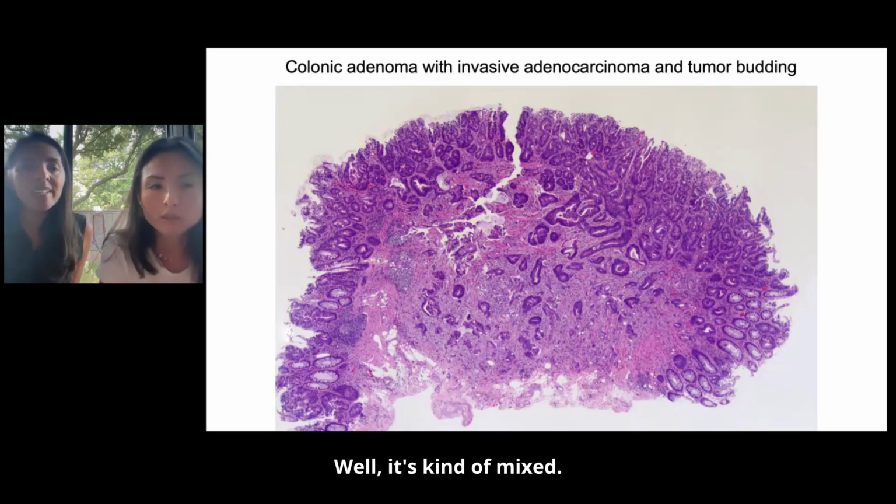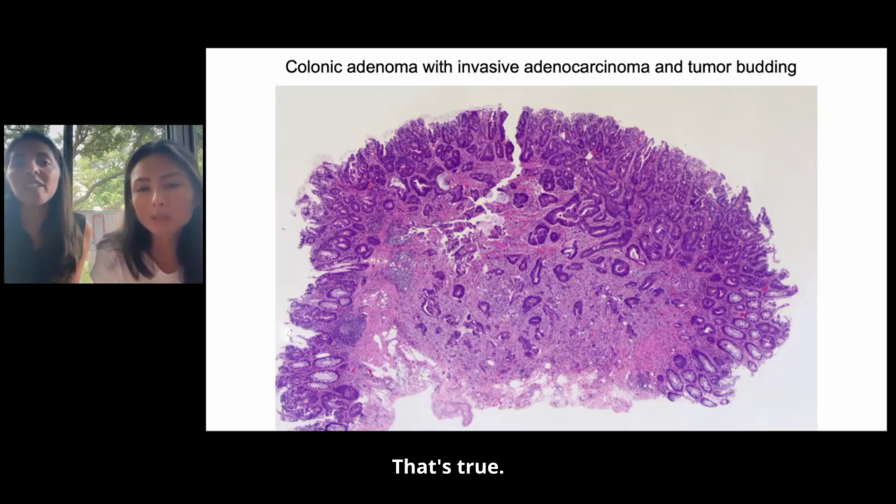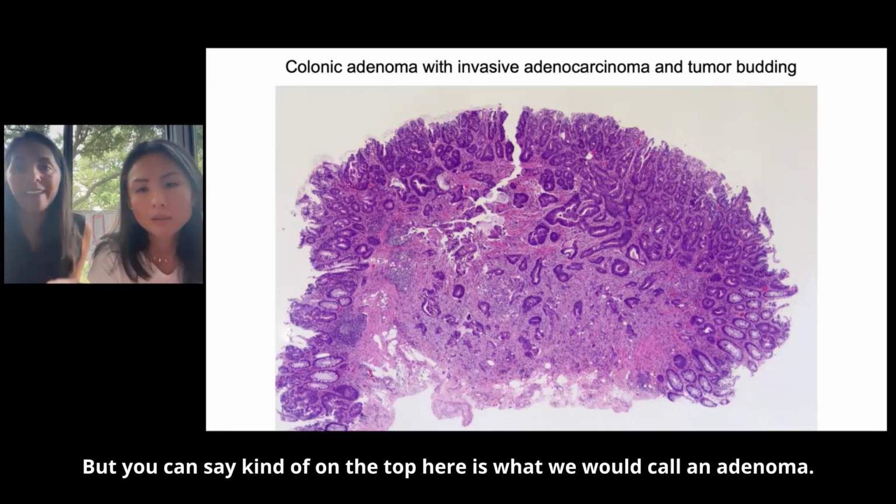Well, it's kind of mixed. It's kind of mixed on the other side. True, you can say a little bit mixed. Kind of on the top here is what we would call an adenoma.